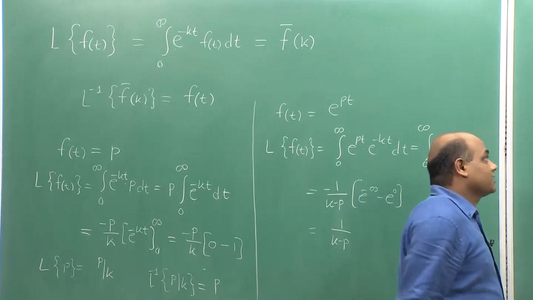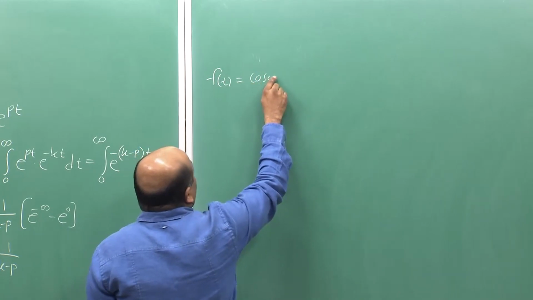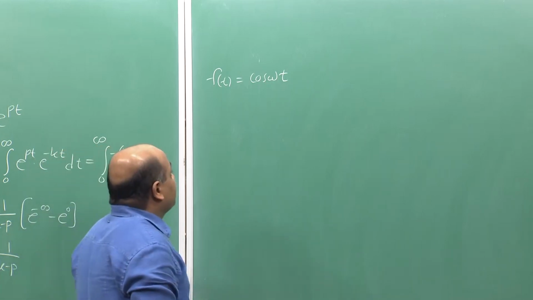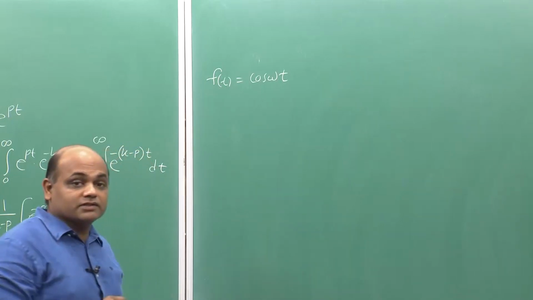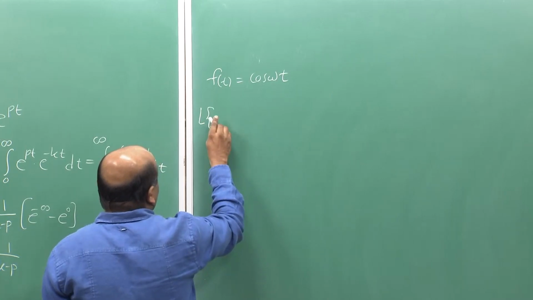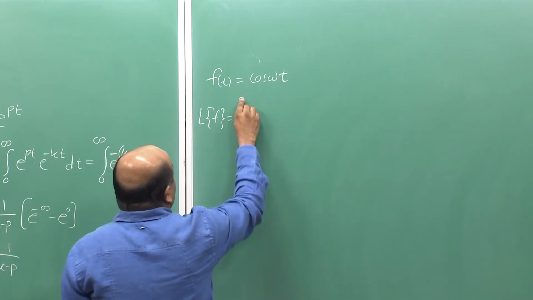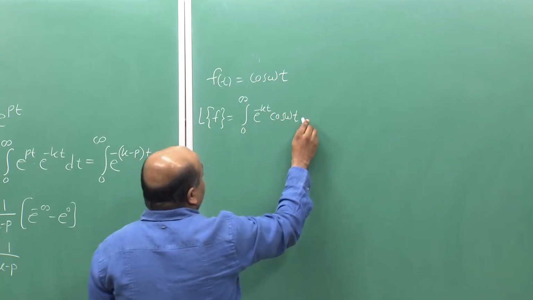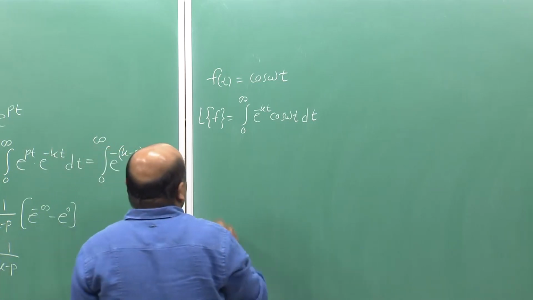Similarly, we can look at another example. If f of t is equal to cos omega t, let us try to get the Laplace transform of this. f of t is cos omega t. So, the Laplace transform will be the integral from 0 to infinity of e to power minus k t cos omega t dt. So, let us integrate by parts.